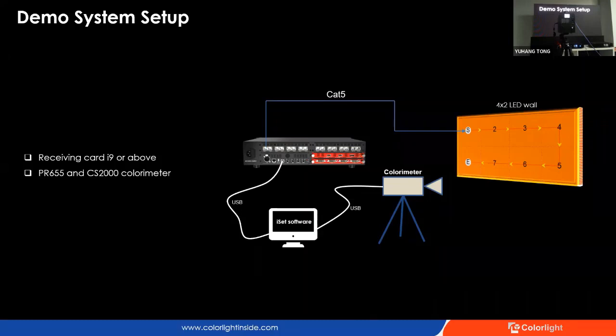Before we get into the demonstration, I want to take a moment to explain the demo setup here. We've got a small 4x2 LED wall equipped with i9 receiving cards and a color meter connected via USB cable to the computer that is running iSet software. Please be advised that only i9 or certain versions of i6 receiving cards support color adjustment. The iSet software is currently only compatible with color meters PR655 and CS2000. But we're open to integrating more color meter models into our software.